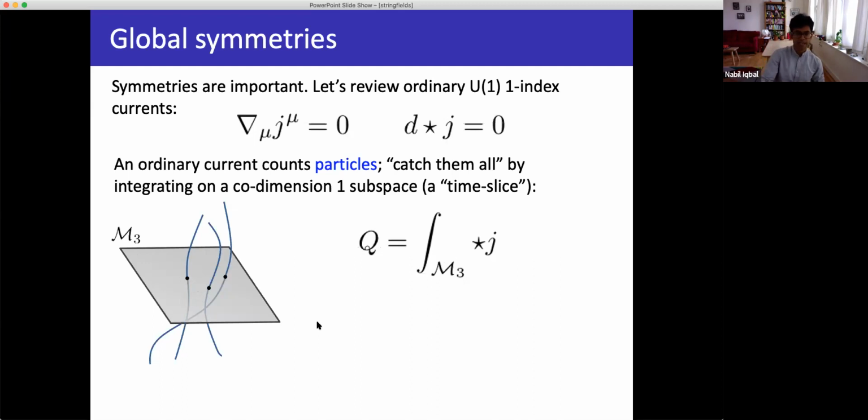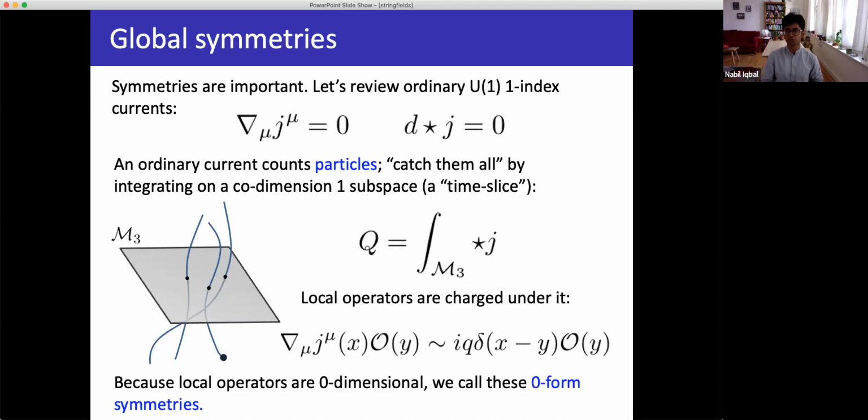Okay. Now, another very basic statement about symmetries. What is charged under a U1 symmetry? We count particles. The thing that is charged is the object that creates particles. So local operators create particles, right?